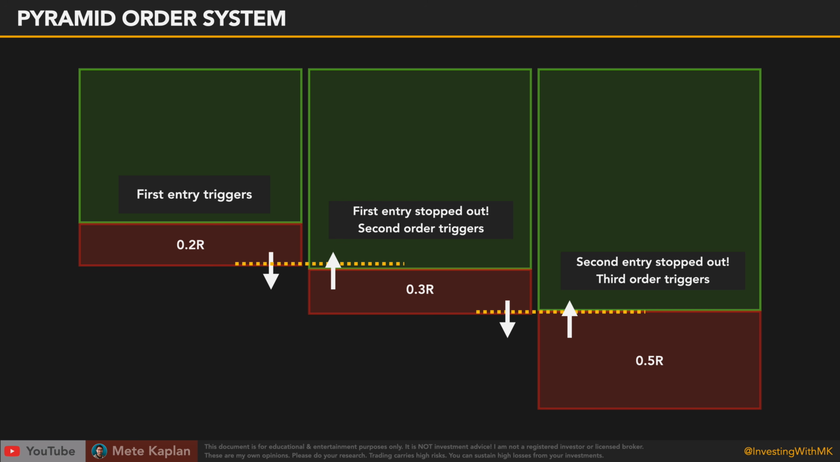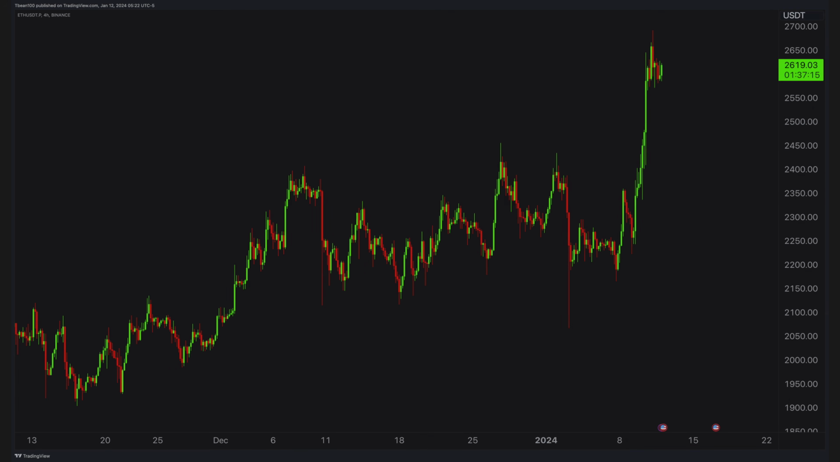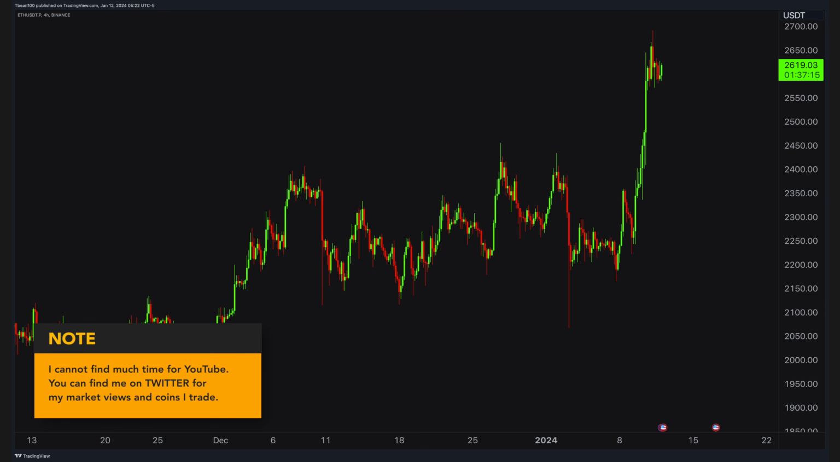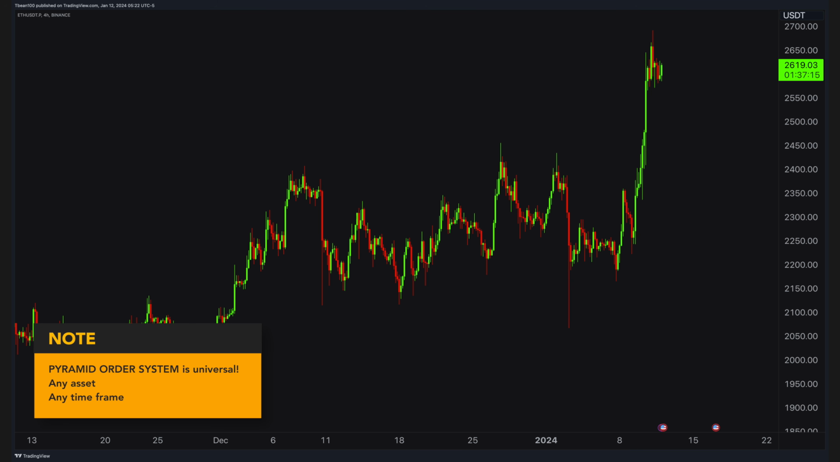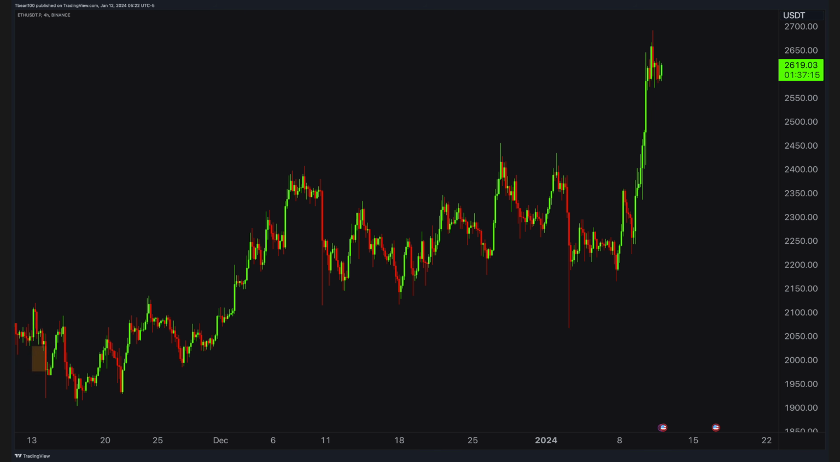Let's work on a real example now. If you follow my Twitter, I traded like crazy in recent weeks. I didn't even have time to make YouTube videos because we entered a bull season with cryptos. Let's talk about this 4-hour chart of Ethereum. You can apply this strategy to any asset with any time frame. It does not matter. Day trading or swing trading, the logic is the same.